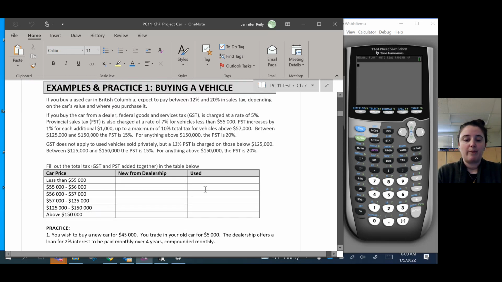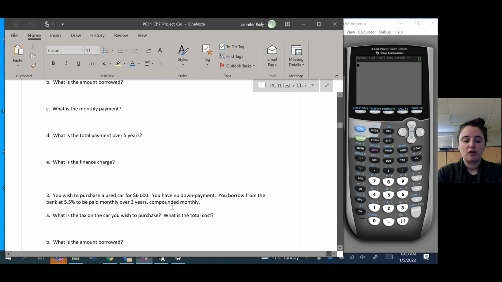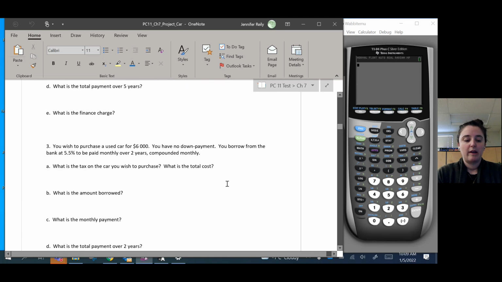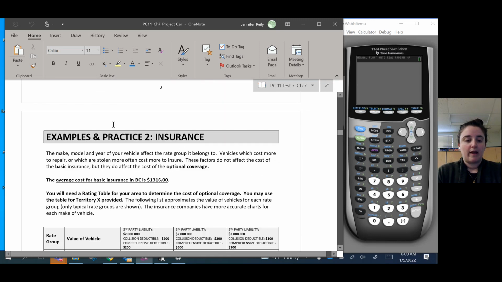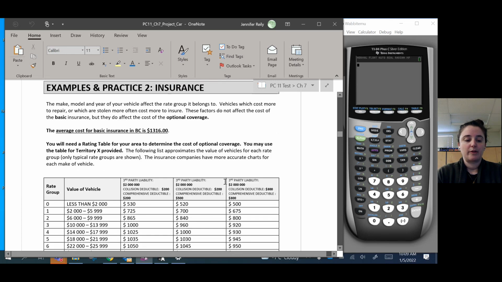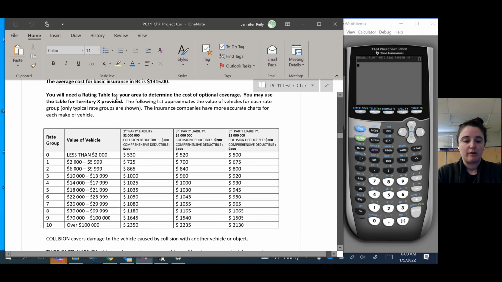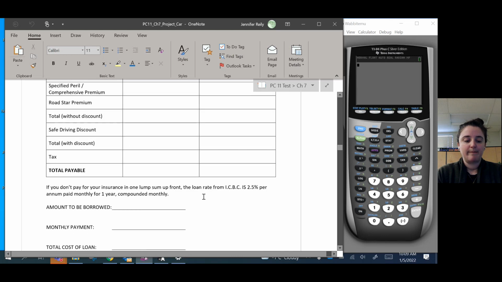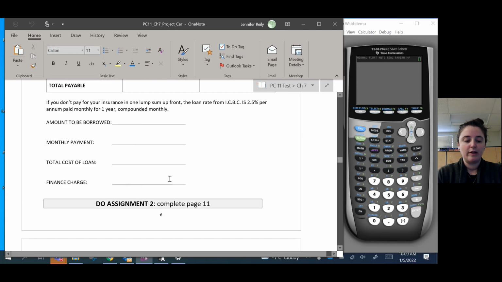So page 1 is about actually buying the vehicle. Same with page 2, so we see some examples here, so you'll be required to do these on your own. Then the second examples have to do with insurance. These are all real numbers, by the way, from British Columbia, so they're accurate and realistic for the project. So some insurance rates here, we'll go over this, 2 examples for you to do.